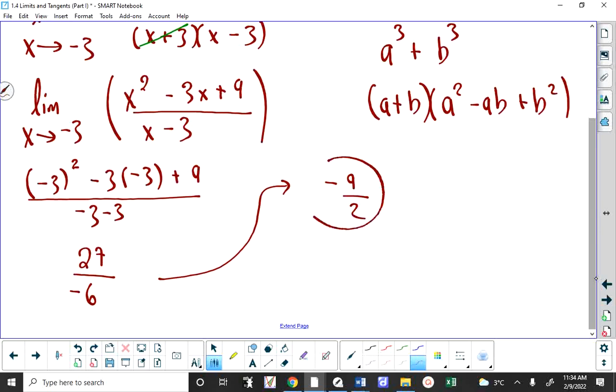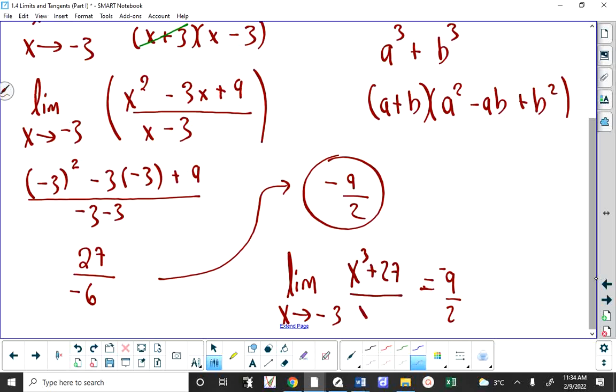So if you just do this, that's fine. You get full marks. If you want to write it as a limit statement at the end, as I said earlier, you cannot just write this equals -9 over 2. What you need to write instead is that the limit as x approaches negative 3 of x cubed plus 27 over x squared minus 9 is equal to negative 9 over 2.